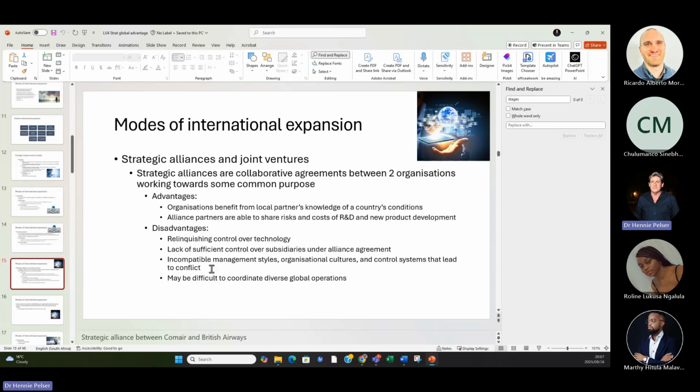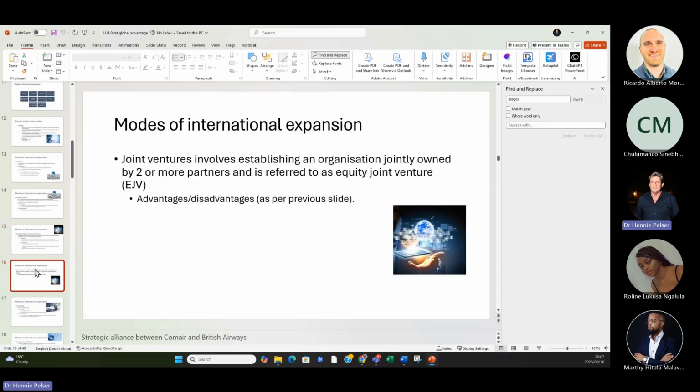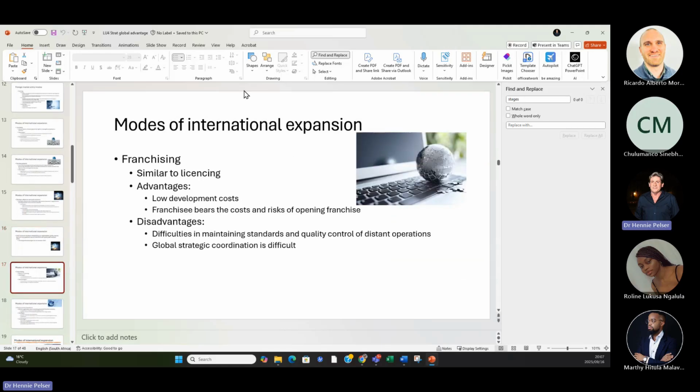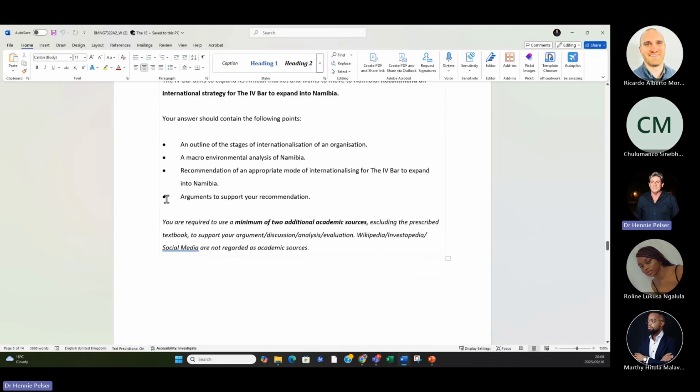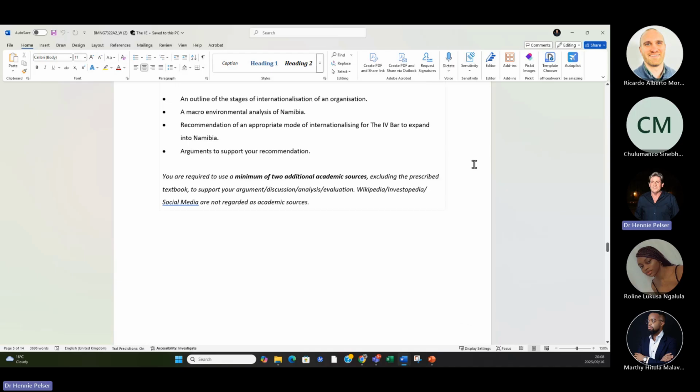Strategic alliances, you can look at strategic alliances again. Yeah, I'm not too sure whether that's my option. I would stick with franchising, but again, I'm going to let you guys decide how you would do that. I'm not too fussed about that. And then arguments in terms of supporting your recommendation. So please remember, these arguments must be based also on what the environment is and what are the advantages and disadvantages of the approach that you believe.